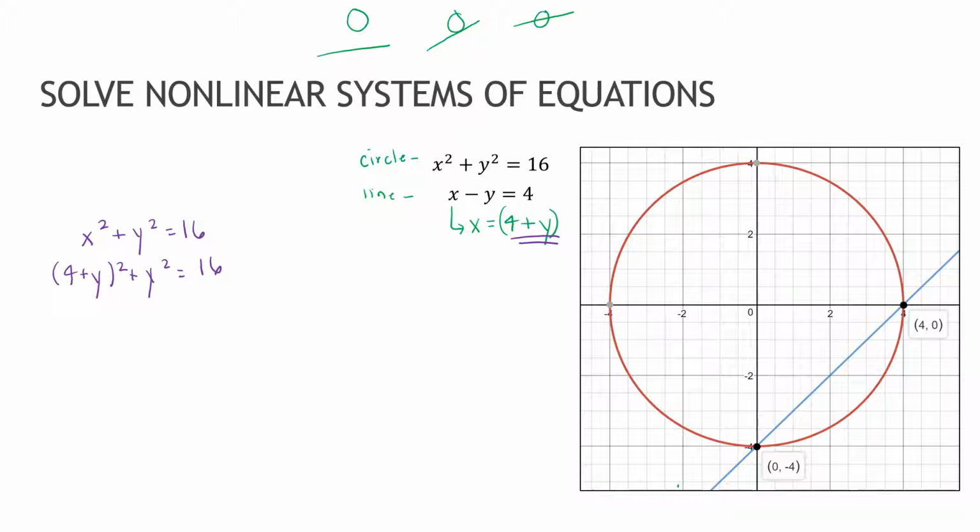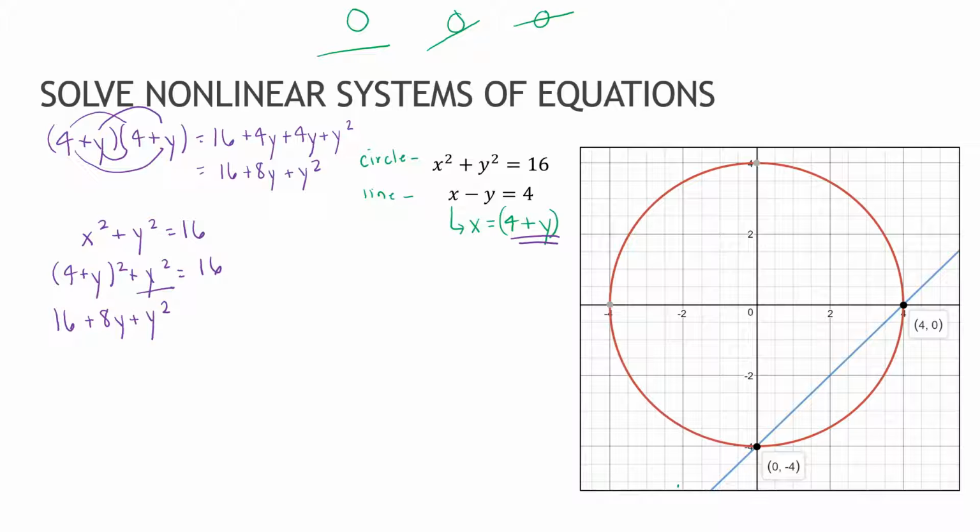So I'm just going to keep solving this. It's going to be a quadratic, but keep in mind that 4 plus y squared is actually 4 plus y times 4 plus y, so that would require me to FOIL it. Hopefully you're really good at FOILing by now. 4 times 4 is 16. 4 times plus y is plus 4y. Y times plus 4 is plus 4y. Y times y is y squared. So that would be 16 plus 8y plus y squared, and that's going to go here.